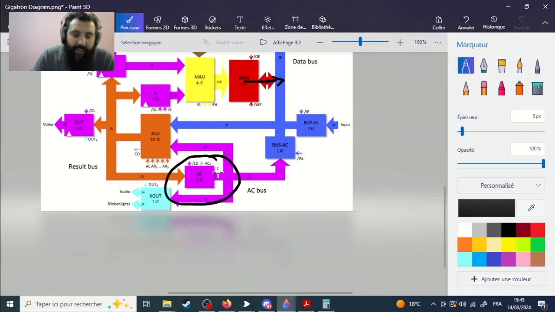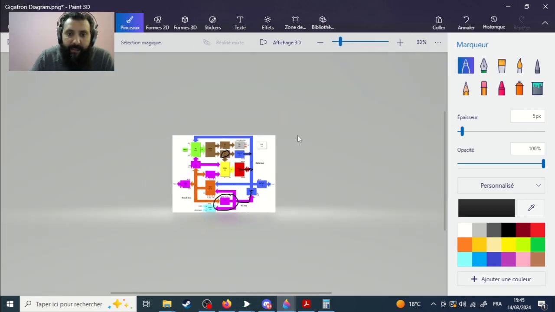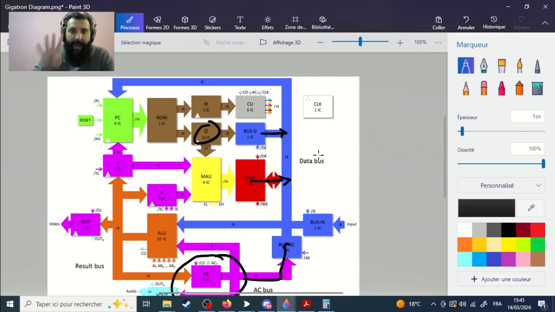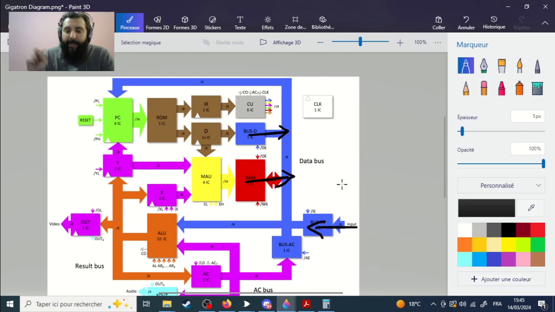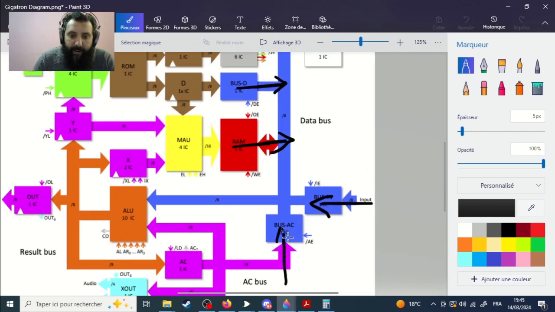Anyway, you have this IC. This IC, I said, always contains the A operand. The A operand could be put on the data bus. Anyway, we have four sources for our data bus. I repeat, you can put the data from the D, or from the RAM, or from the input device. Our input device in the Gigatron is a controller, but in Megatron, we use a keyboard. And we can get the data from the IC, from the register that contains the A value of the ALU. Okay, we have four sources.